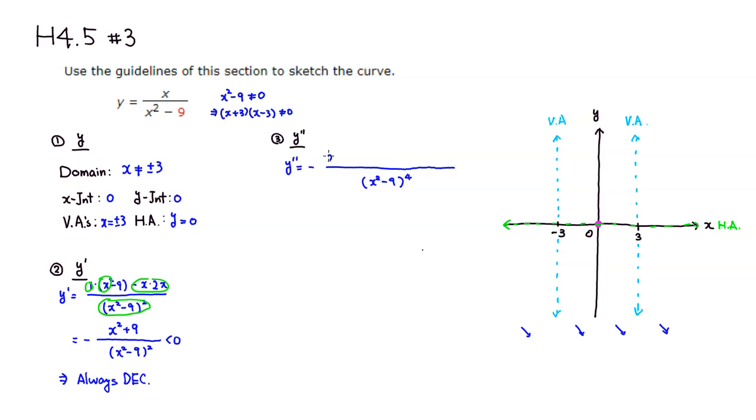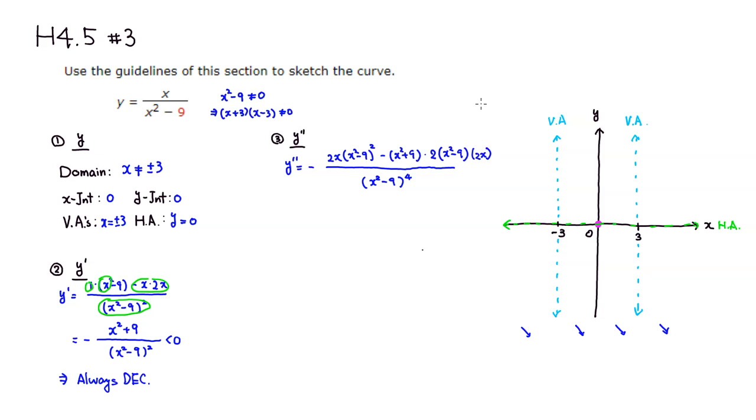The derivative of the top is 2x times the bottom, x squared minus 9 quantity squared, minus the quantity x squared plus 9, that's the top guy, multiplied by the derivative of the denominator: put 2 in front, keep x squared minus 9 as it is, subtract 1, and multiply by the derivative inside, which is 2x.